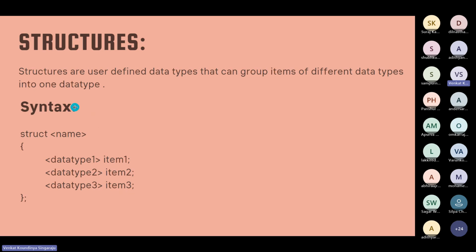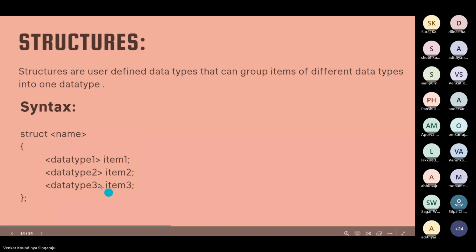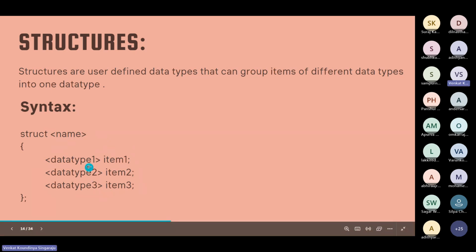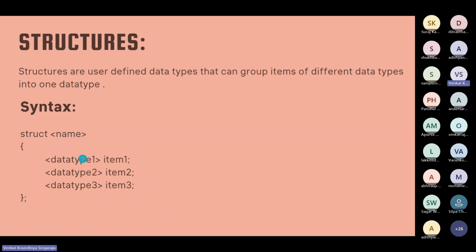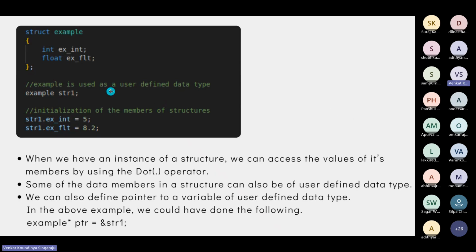As you can see, this is the syntax. Name, you can have any name of your choice. Data type 1, data type 2, data type 3 can be any data types. They can be int, float, or they can even be other user-defined data types. The item 1, item 2, item 3 are the member variables of this structure data type.